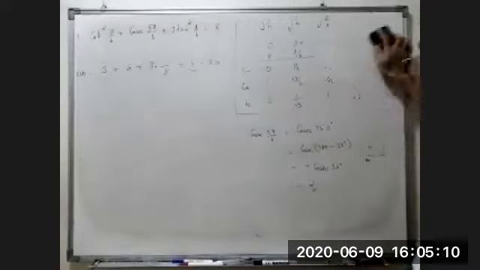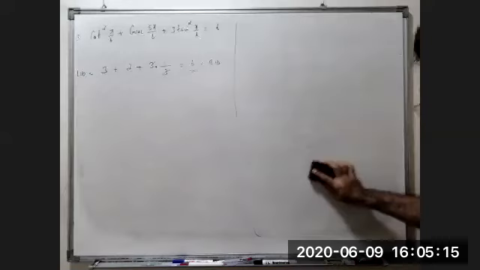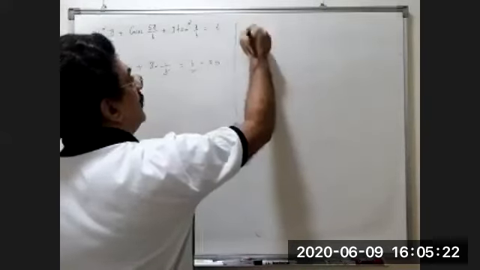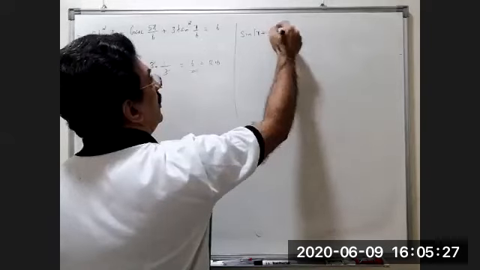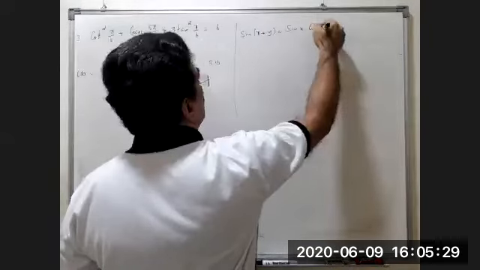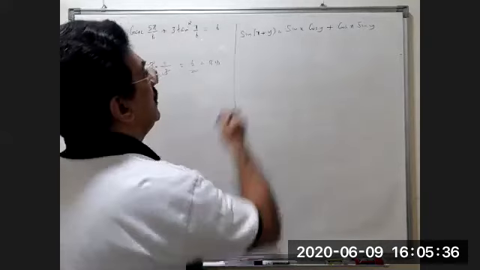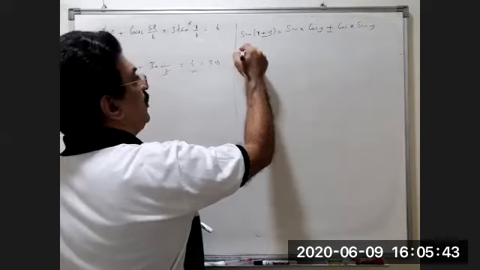So the table values, question number 2 and 3, 2 and 4, homework. I will write that formula AB. Sin x plus y, we wrote it as sin x cos y plus cos x sin y. Sin x minus y is minus y. Cos x plus y.